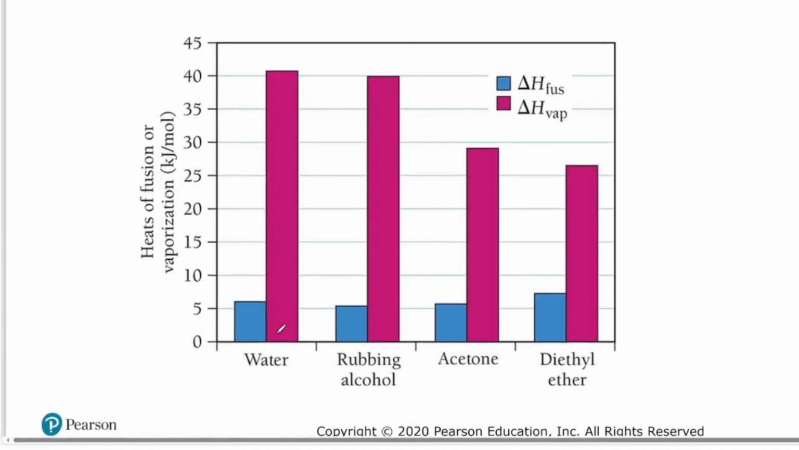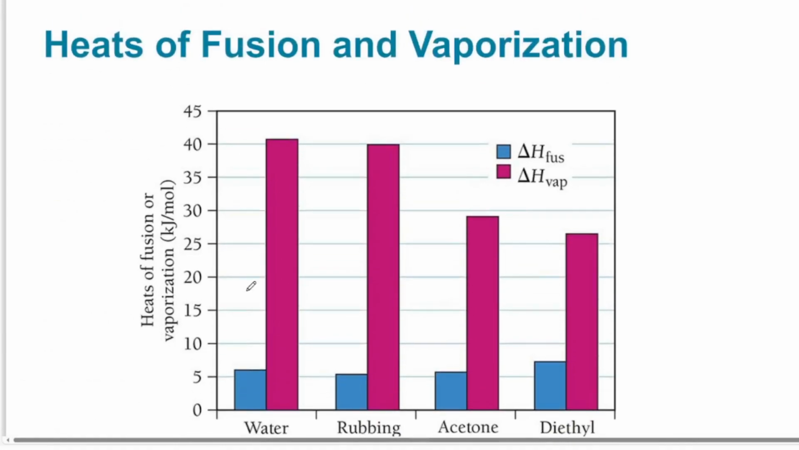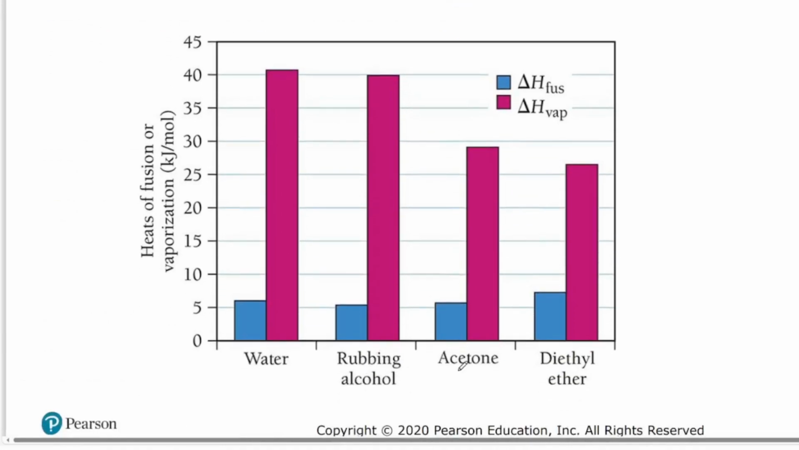Here we compare the heats of fusion and vaporization for water, rubbing alcohol, acetone, and diethyl ether on a bar graph. You can see that for all of them, the delta H for vaporization is higher than the delta H of fusion. In other words, it takes more energy to boil a substance than it does to melt it.